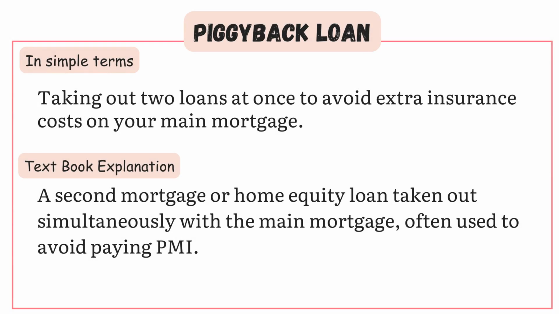Piggyback loan. In simple terms, it is taking out two loans at once to avoid extra insurance costs on your main mortgage. As per textbook definition, piggyback loan is a second mortgage or home equity loan taken out simultaneously with the main mortgage, often used to avoid paying PMI.